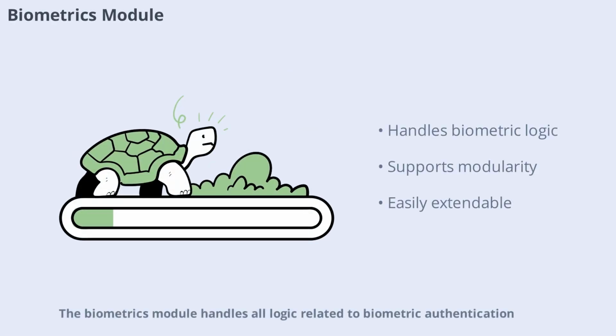The biometrics module handles all logic related to biometric authentication, such as fingerprint or face recognition. By keeping this logic separate, you can easily update or extend biometric features without affecting other parts of your app. This clean separation ensures that your app remains modular and adaptable to new authentication technologies.